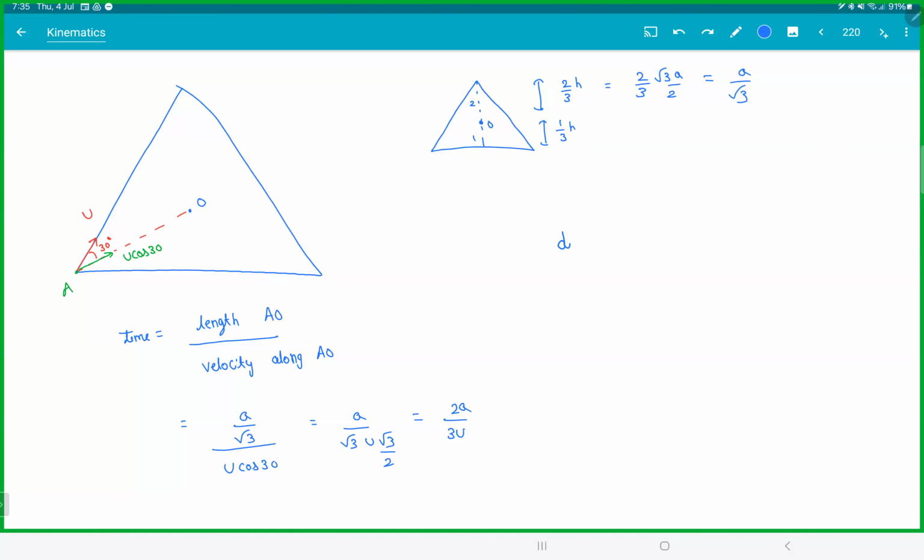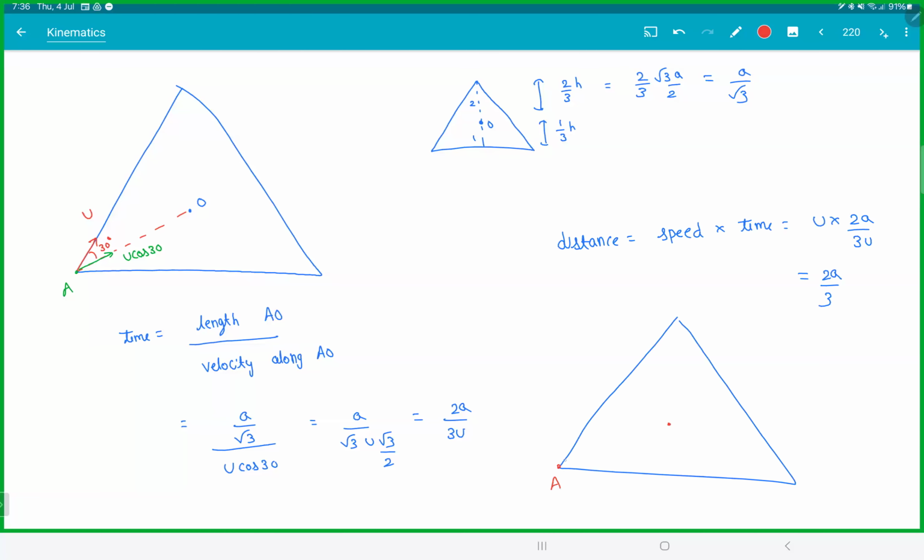The same thing, if you want distance traveled, distance is nothing but speed into time. Now, I know A is going in some weird way, but the speed is still constant. That would be U into 2A by 3U. This would be 2A by 3. So what is this exactly? If you look at the path of A in the ground frame, this is the centroid. This is how A is going. So this 2A by 3 is the length of that spiral.